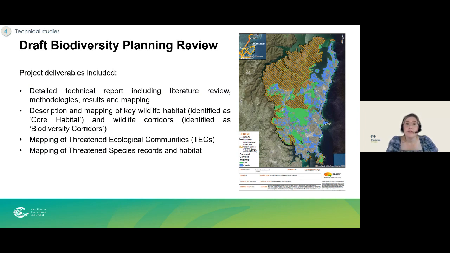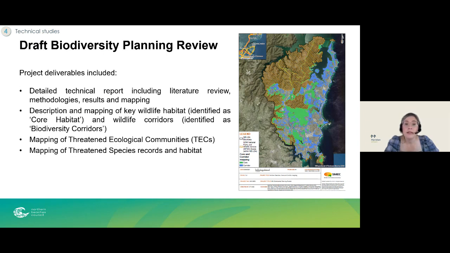The Draft Biodiversity Planning Review is a Northern Beaches-wide technical study, and it has been prepared to better inform future biodiversity planning controls. The study has included a review of previous biodiversity-related studies and mapping related to the 3 former local government areas, including Pittwater.